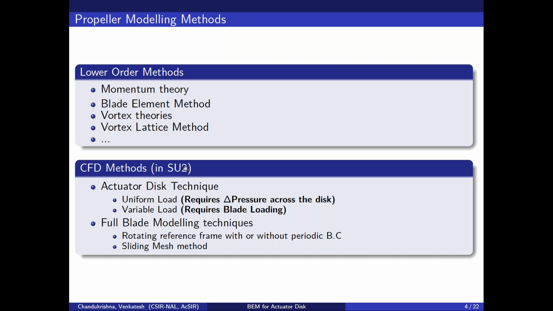We see here that the uniform load actuator disc technique requires the delta pressure across the disc, that is, prior information of thrust or delta pressure across the disc is required. Using this technique, we have only the axial induction, that is, axial velocity jumps. With the variable load actuator disc technique, we should have prior information of the propeller blade loading along the radius. Using this technique, we can have the axial velocity jump and tangential velocity jump also. But we should have the propeller blade loading information in advance.